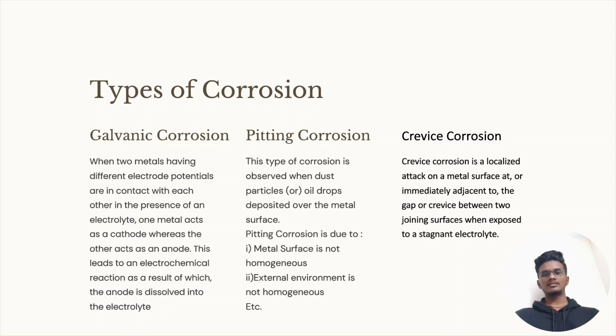Pitting corrosion. This type of corrosion is observed when dust particles or oil drops are deposited over a metal surface. Pitting corrosion is due to the metal surface not being homogeneous and the external environment not being homogeneous. Crevice corrosion is a localized attack on a metal surface at or immediately adjacent to the gap or crevice between two joining surfaces when exposed to a corrosive electrolyte.